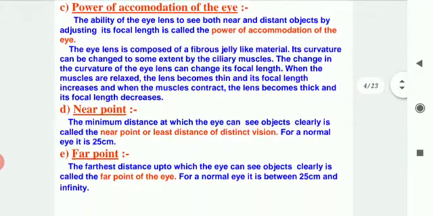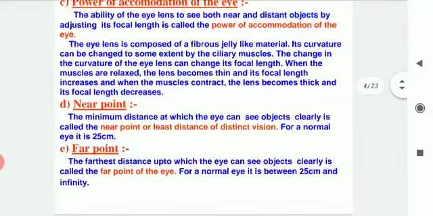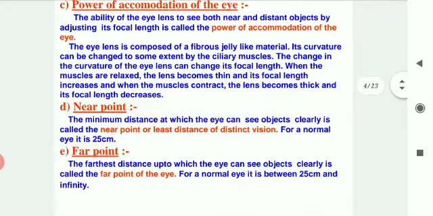Now, near point. The minimum distance at which the eye can see objects clearly is called the near point, or least distance of distinct vision. For a normal eye, it is almost 25 centimeter. Below 25 centimeter, if you place any object to see, then of course you can see, but it won't be as clear as when it is kept at 25 centimeter.